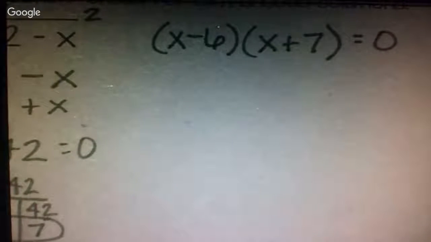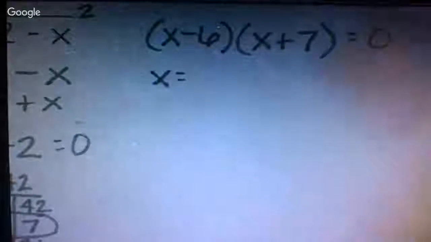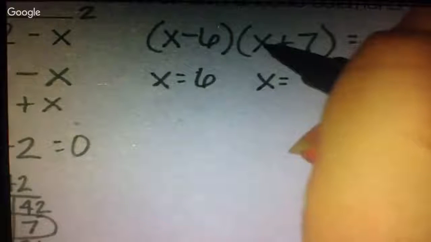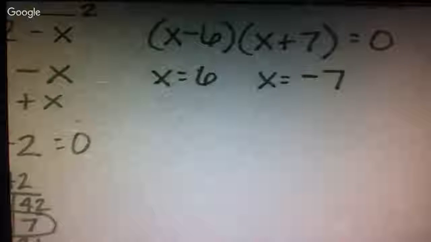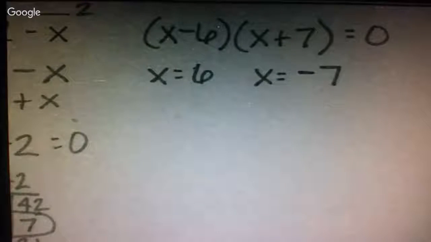I want both of those factors to equal 0. So my actual answers are x equals, what do I need to add to negative 6 to make it 0? 6. And on the other side, x plus 7, what does x have to be to make that 0? Negative 7. That's where your opposites come from. These are your answers.